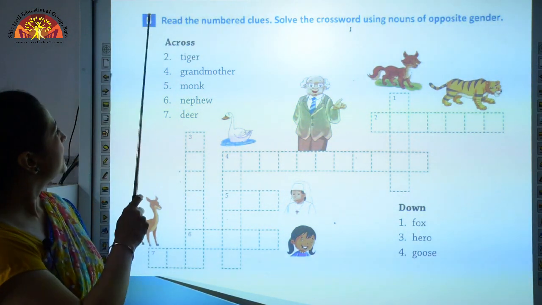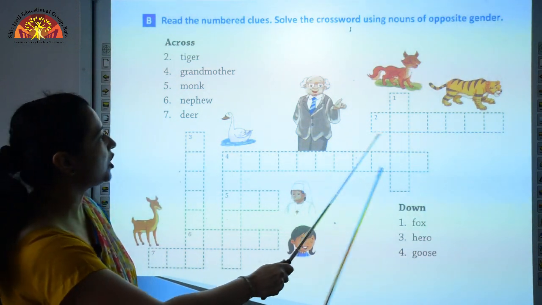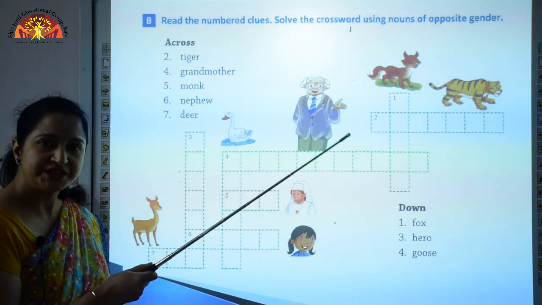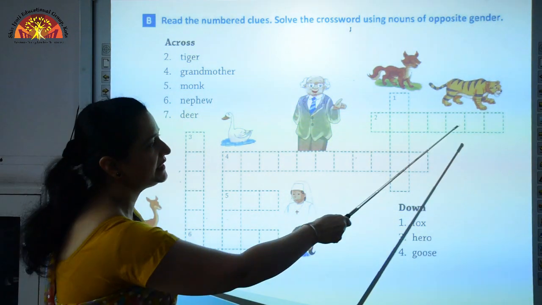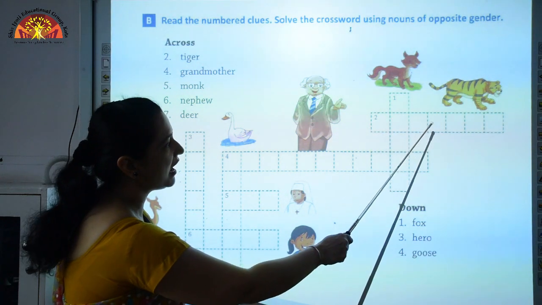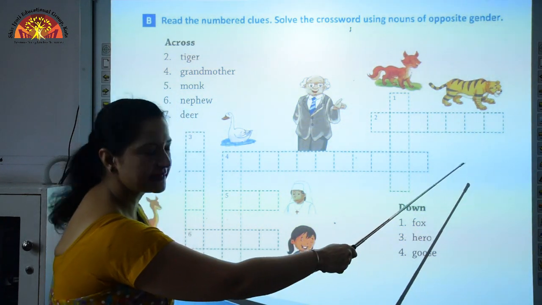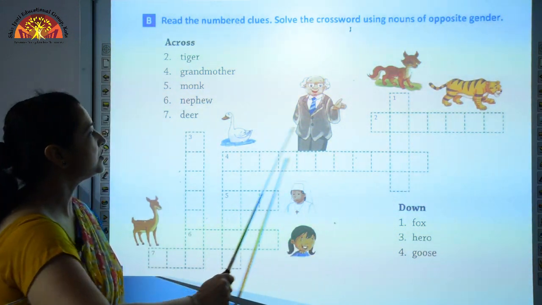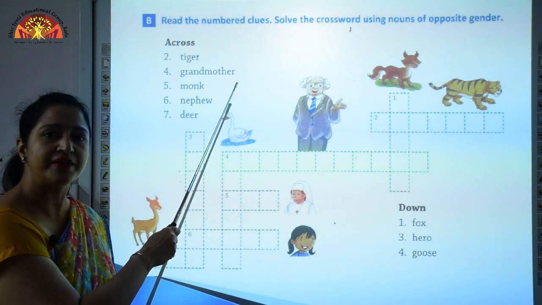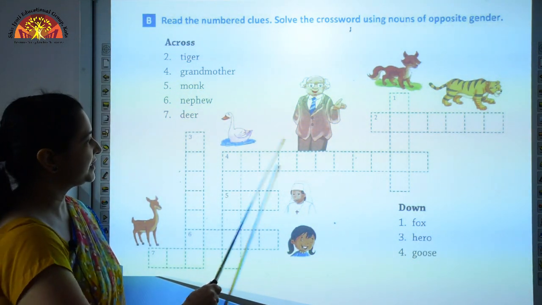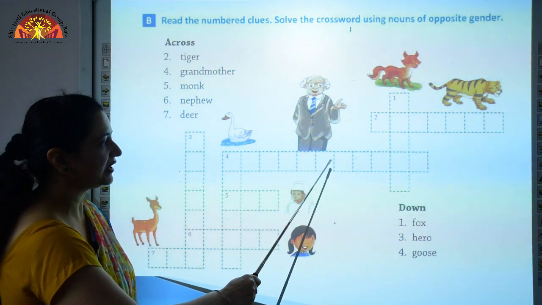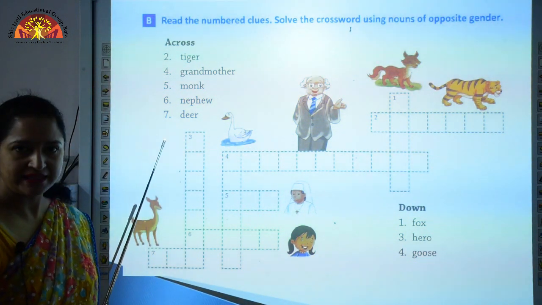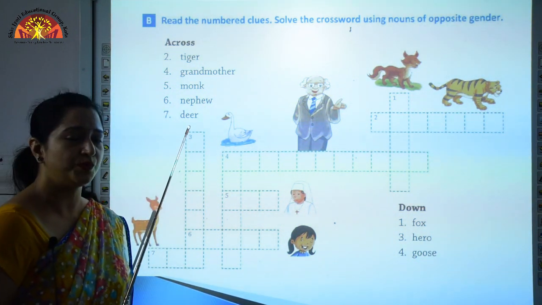Okay. Now here across. In across box, number 2 is tiger. So what is the opposite of tiger? Tigress. Okay, so here you will write tigress. Okay. Number 4th is grandmother. Here number 4th across. So what is the opposite gender of grandmother? Grandfather. So you will write here grandfather like this. Okay. Now rest you will do by yourself. In the previous exercise also, rest you will do by yourself.